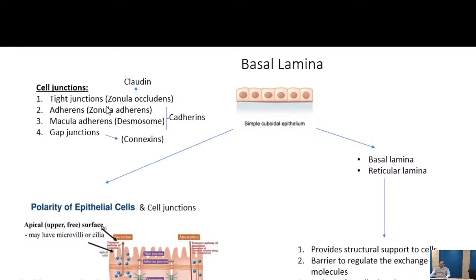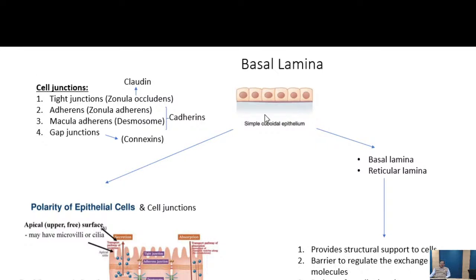What is the difference between zonula adherens and macula adherens? The difference is that the zonula adherens goes like a belt around the periphery of the cell, binding it to the other cells. But macula adherens or desmosomes are restricted to small patches. They are not present all around, but are restricted to small patches on the periphery of the cell, and at those patches, each cell is attached to the other cell.